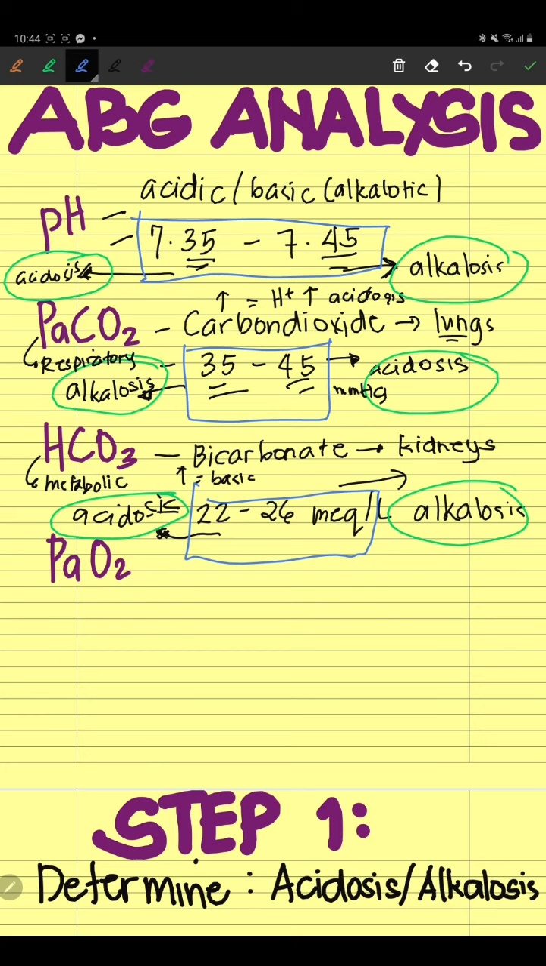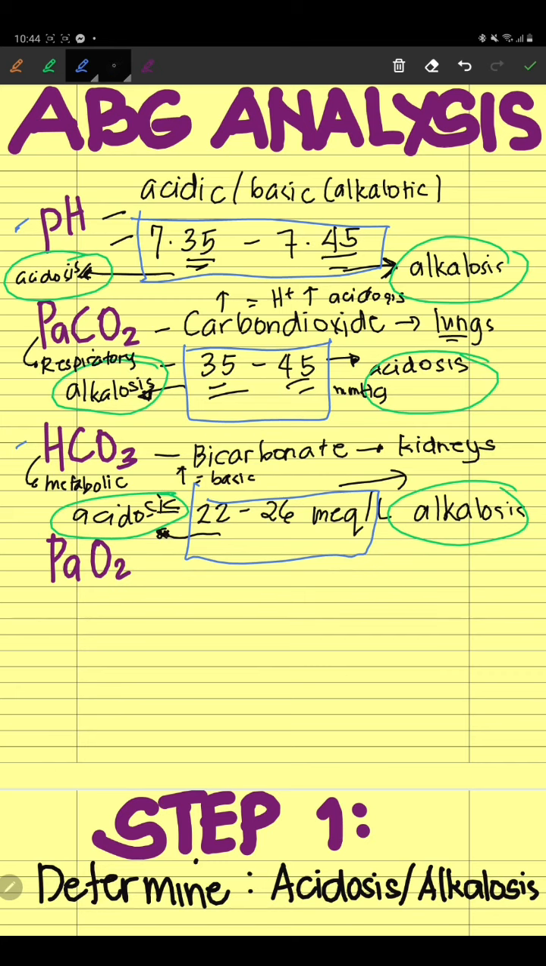So, take note, usually, ang magkapareho dyan is your bicarbonate and your pH. If they are higher, it is more alkalosis. If they are lower, it is more acidosis. Yung PaCO2 naman, baliktad yan. The more carbon dioxide in the body, the more acidic it is. The lesser the carbon dioxide in the body, the more alkalotic it is.